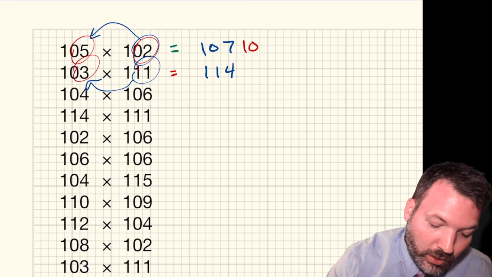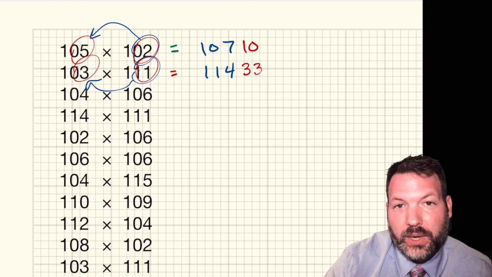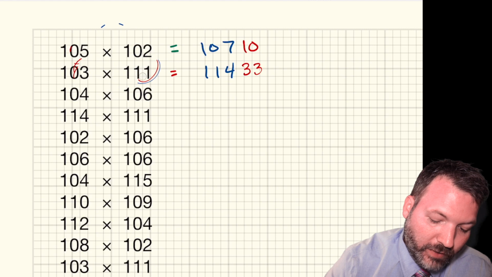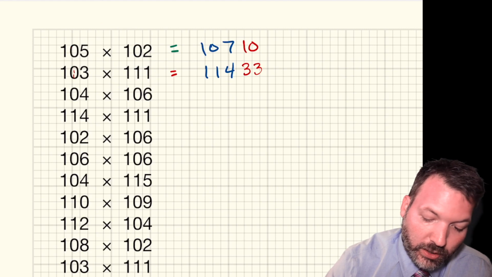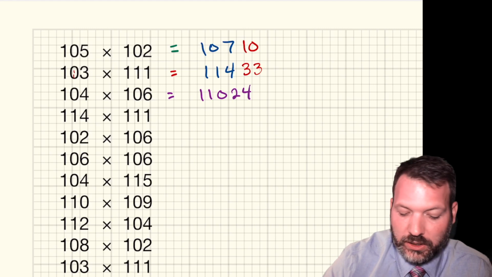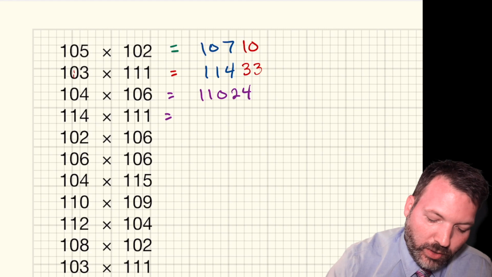103 times 111. So we add the 11 to the 103, and we get 114. And then we're going to do the 3 times the 11, and we get 33. So that one ends up being 11,433. Perhaps at this point we're all getting a little faster. We're ready to move a little bit more quickly. 104 times 106. I add together. 4 times 6 is 24. 11,024.